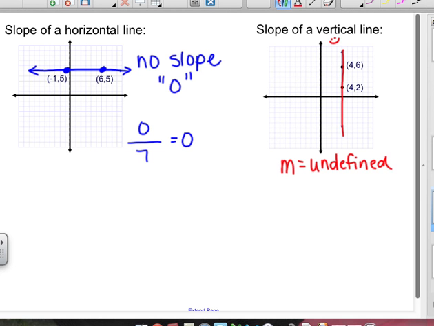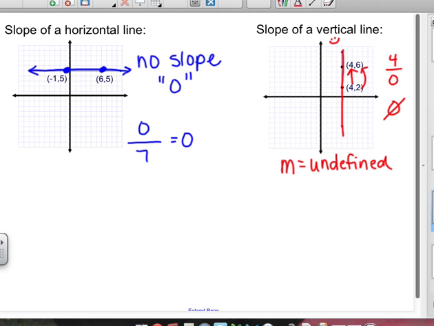And if I were to do the math on this, the rise on this one from a 2 to a 6 is up 4. And the run from a 4 to a 4, it didn't move right or left, is a 0. And you cannot divide anything by 0. No answer. Undefined. Can't happen. So vertical lines are so steep that they have an undefined slope, and horizontal lines are so flat that they have absolutely no slope, a slope of 0.